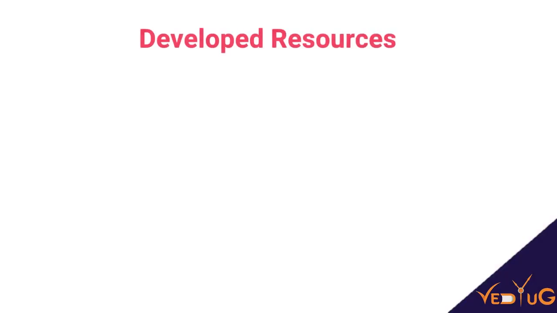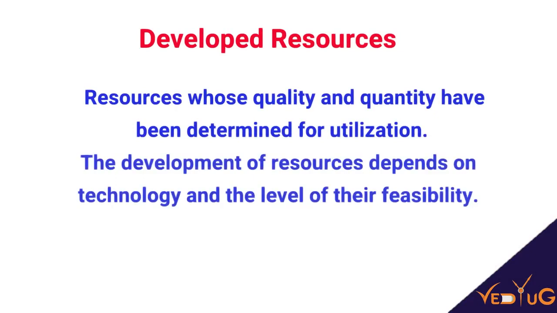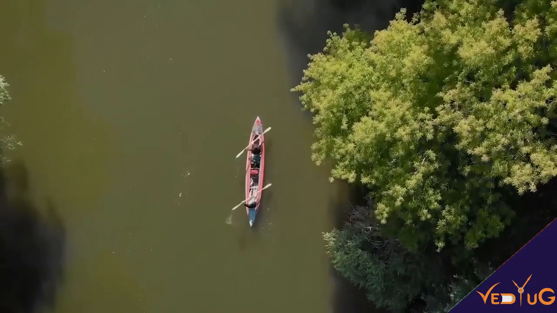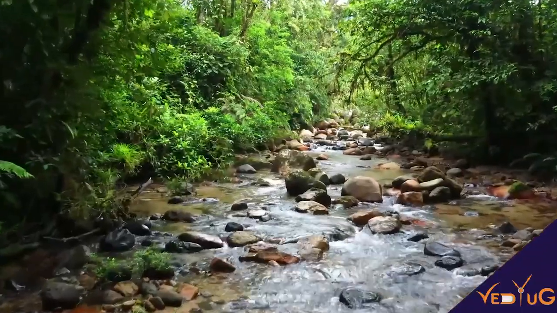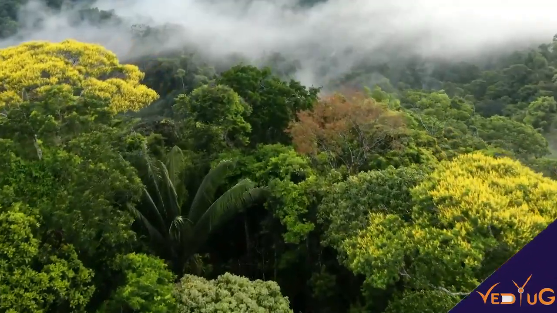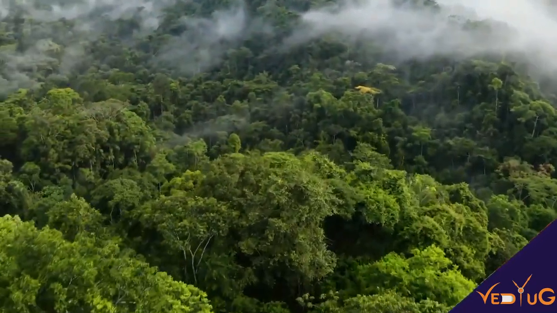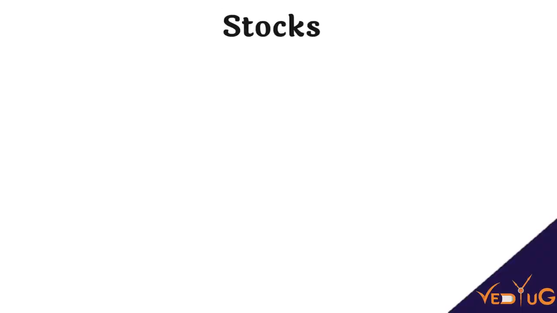The next one is developed resources. Developed resources are those resources about which we have complete information regarding their quality and quantity, and we also have the technology to utilize them. A few examples of developed resources are rivers, lakes and forests. Forests are the richest source of developed resources as they provide fruit, shelter and wood, etc. to human beings.